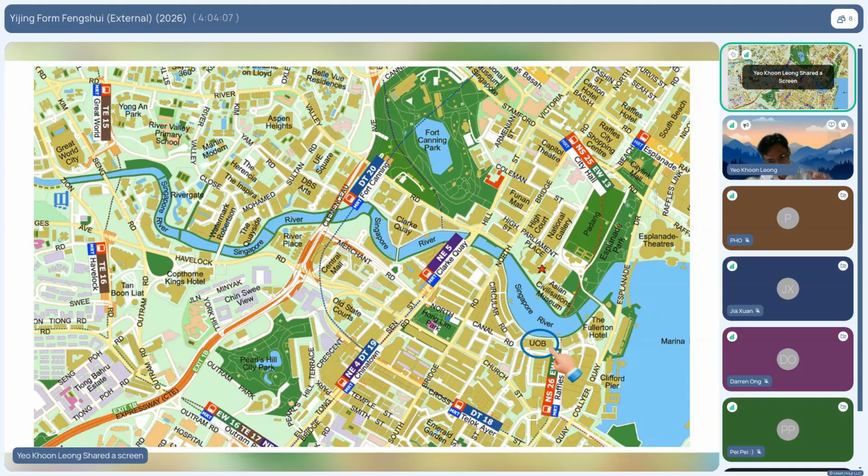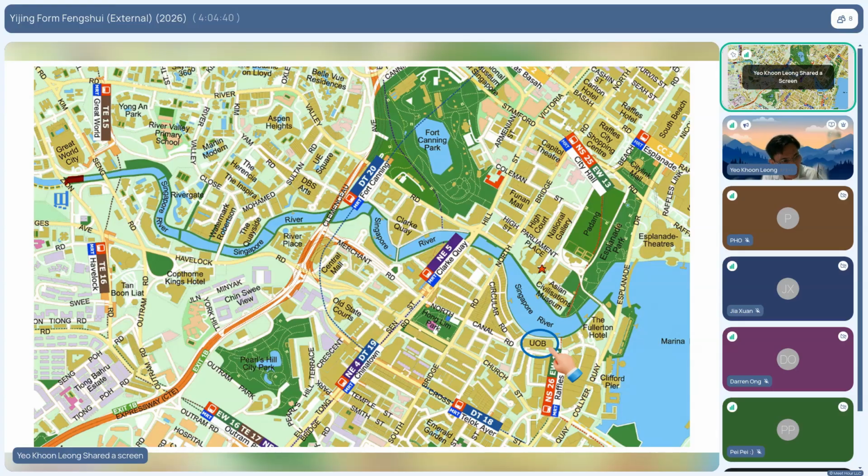Now, look at UOB building. I've circled it. I put a finger there also to show you where UOB building is. Now, look at Singapore River. Look at the shape of the flow. Now, we know Singapore River flows from left to right or right to left. It flows, thank you, Darren, left to right.